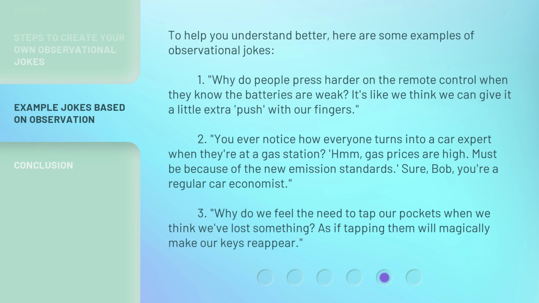To help you understand better, here are some examples of observational jokes. 1. Why do people press harder on the remote control when they know the batteries are weak? It's like we think we can give it a little extra push with our fingers. 2. You ever notice how everyone turns into a car expert when they're at a gas station? Gas prices are high. Must be because of the new emission standards. Sure, Bob, you're a regular car economist. 3. Why do we feel the need to tap our pockets when we think we've lost something? As if tapping them will magically make our keys reappear.